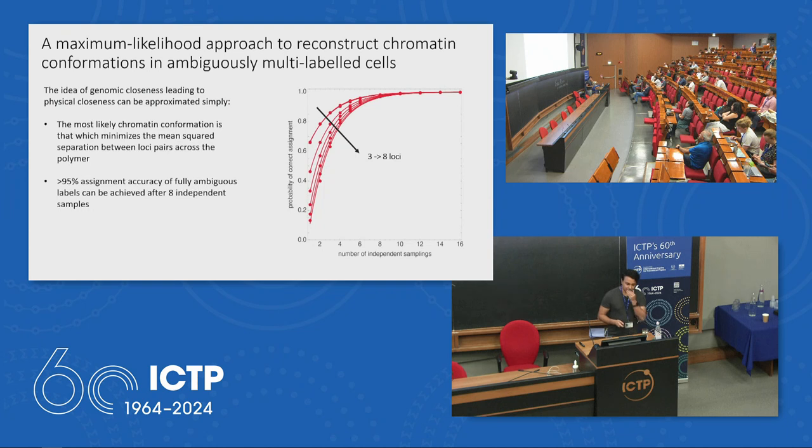Now, this idea of genomic closeness translates very straightforwardly into the mathematics, in the sense that all we really need to do is find that the most likely chromatin conformation is the one which minimizes the mean squared separation between loci pairs across the polymer. And what this basically tells us is even if we're expressing eight loci that are labeled completely ambiguously, we don't know their identities at all, if we sample them through enough time, if we look at eight independent samples, for example, we can guess their identities with 95% accuracy.